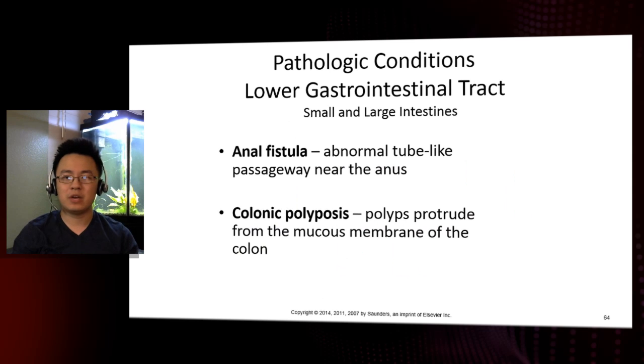An anal fistula here is an abnormal tube-like passageway near the anus, and colonic polyposis is when you have polyps that protrude from the mucous membranes in the colon. A lot of individuals in their later ages, for example in their 40s or 50s, are more prone to having colonic polyposis.